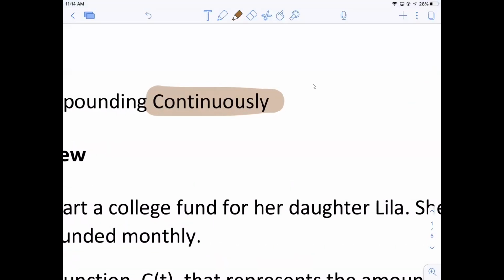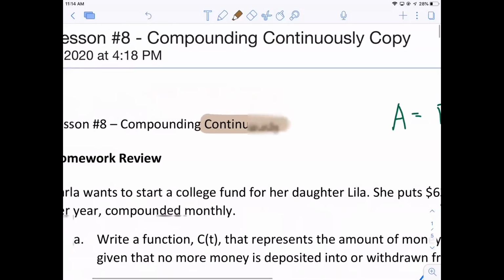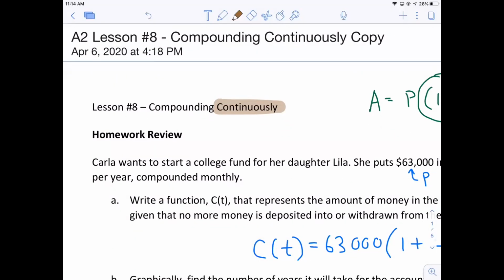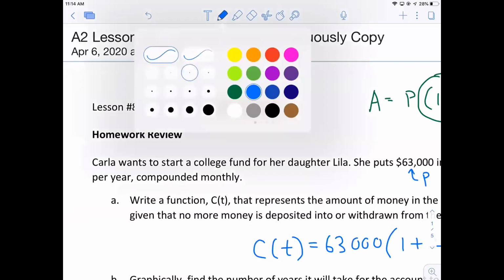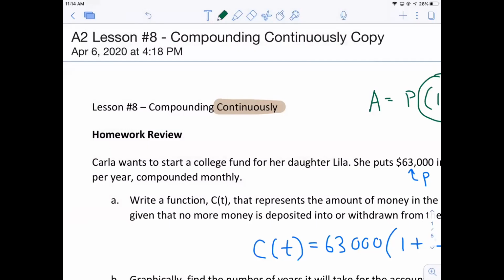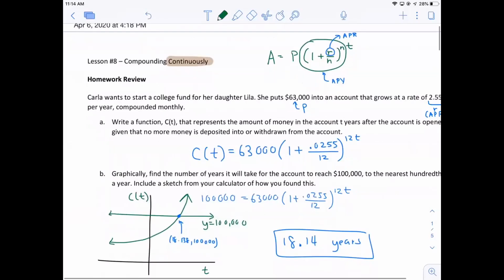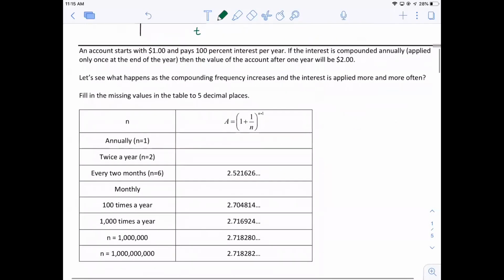So the more frequently we compound, we know the better and better return we get. We get more money the more often we compound. So what's going to happen if we compound continuously? We can compound monthly, daily, every hour, every second, every millisecond. So continuously is like compounding all the time, an infinite number of times. And let's see what happens.